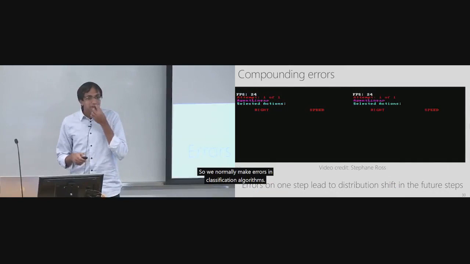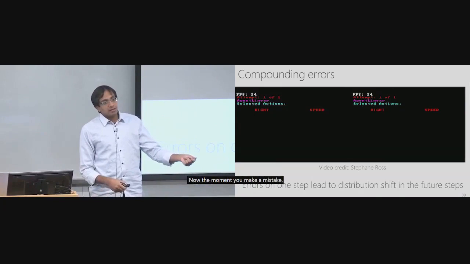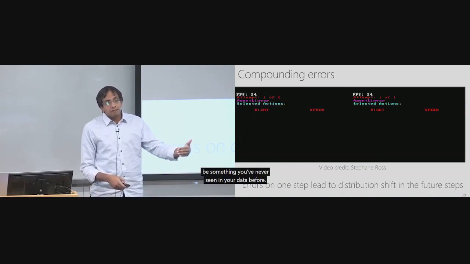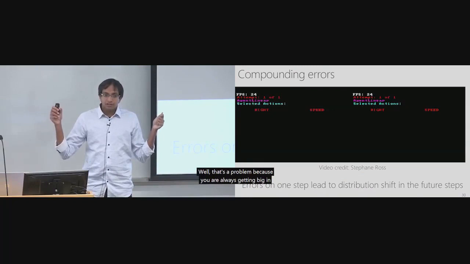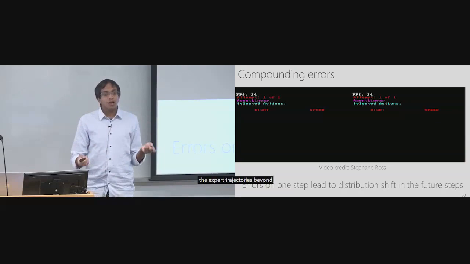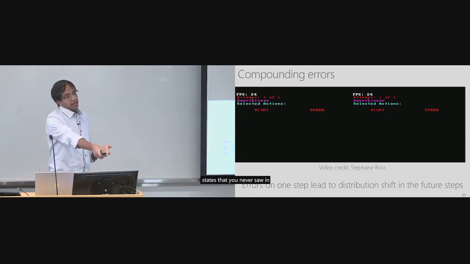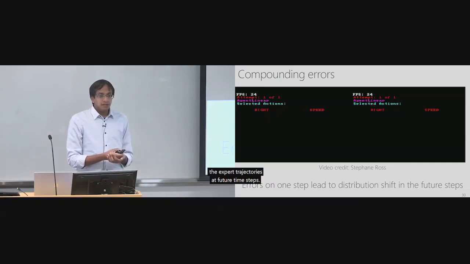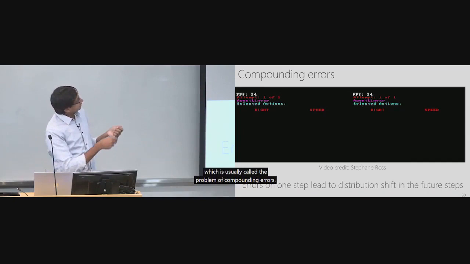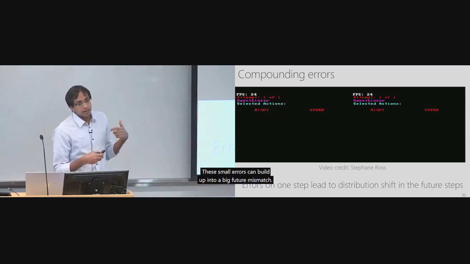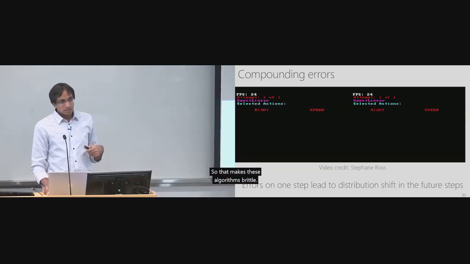So we know we make errors in classification algorithms. Now, the moment you make a mistake, the next state might be something you've never seen in your data before. Like you didn't eat the mushroom to get big. Well, that's a problem because you were always getting big in the expert trajectories beyond that point. And now you don't know how to act. So small errors at one time step can put you in states that you never saw in the expert trajectories at future time steps. And now you have a distribution shift problem, which is usually called the problem of compounding errors. These small errors can build up into a big future mismatch. So that makes these algorithms kind of brittle.